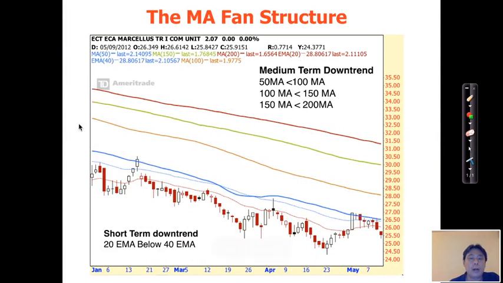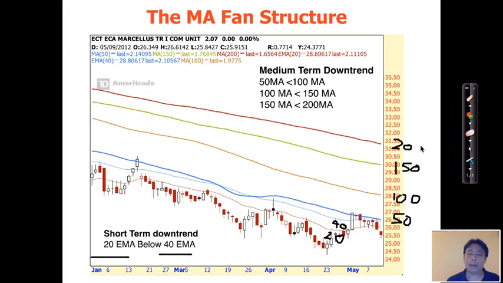Okay, this is a MA fan structure on a clear downtrend. So a reverse, right? In this case, what happens? The 20 EMA is below the 40. This red line is a 20 and it's below the 40 blue line. So it's a short-term downtrend. The 50 blue line is below the 100 and it's below the 150, it's below the 200. So this is a very clear downtrend. All trends going down, best time to go short and ride that downtrend wave pattern.